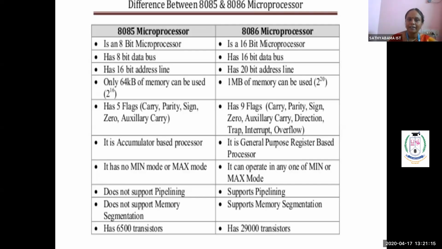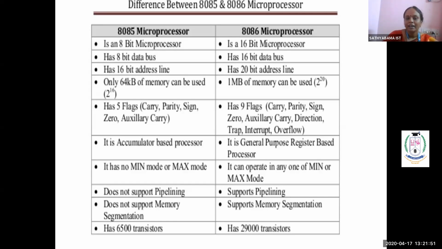Then 8085 is an accumulator based processor, and this is also accumulator based, but here we have to take into account the general purpose registers. When you take 8086, the length is 16-bit, so obviously my accumulator is also 16-bit. So we have AX, BX, CX, DX. 4 registers are there; these are the general purpose registers. A means accumulator, B means base register, C means counter register, D means data register. So we have the accumulator along with these general purpose registers.